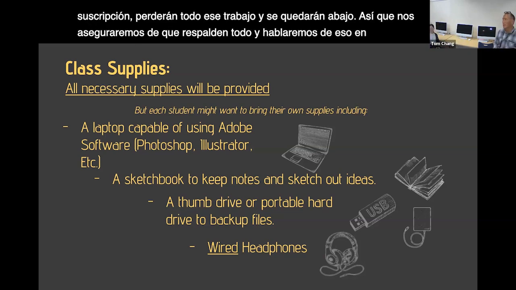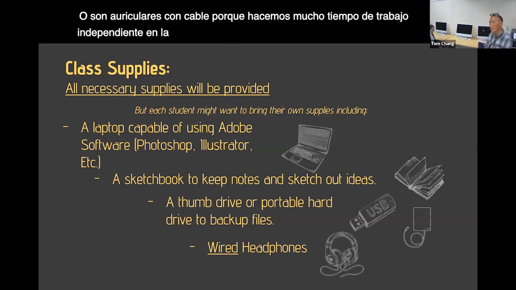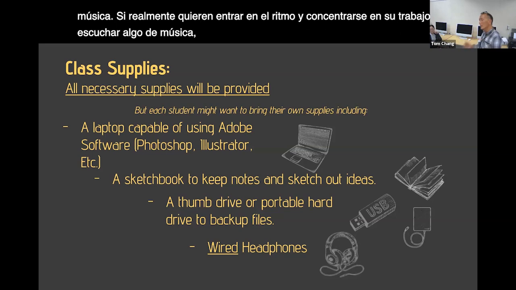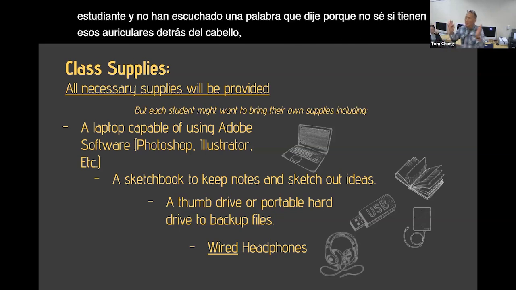The one thing I do ask for is wired headphones because we do a lot of independent work time in the class and I allow students to listen to their music. But oftentimes I'm talking to a student and they haven't heard a word I said because I don't know that they have their earbuds hidden behind their hair. So I actually ask them, if they're going to do that, to wear headphones that I can see.